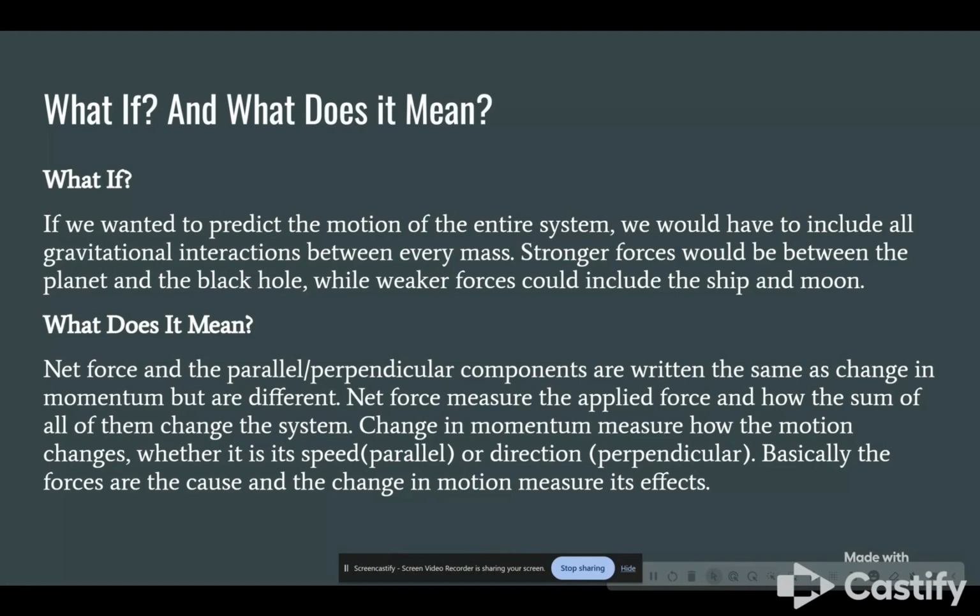For what does it mean? Net force and the parallel and perpendicular components are written the same as change in momentum, but are different. Net force measures the applied force, like how the sum of all of them change the system, while change in momentum measures how the motion changes, whether it's speed or direction. Basically, in other words, the forces are the cause, and the change in momentum measures its effects.